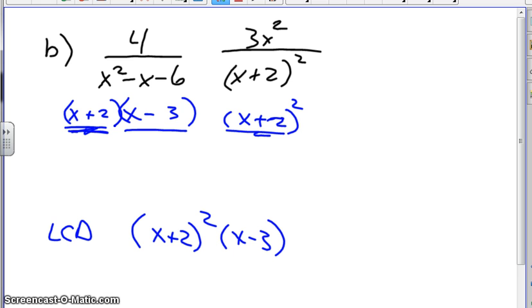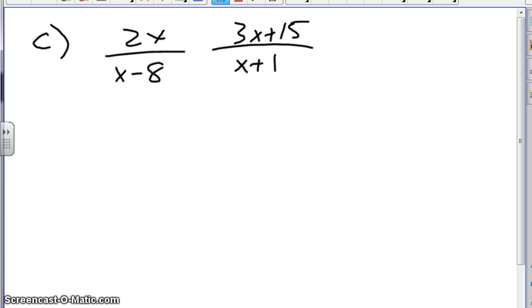Now, if we didn't find the least common denominator, we would have much more complicated expressions. If we just multiplied that denominator with that denominator, we would have x plus 2 times x plus 2 times x plus 2 times x minus 3. That would be a common denominator, but it's not the simplest one. And believe me, you want it to be simpler so that you can look for ways to reduce it, because that's the goal, to reduce these things, right? This one's a little bit easier, I think.